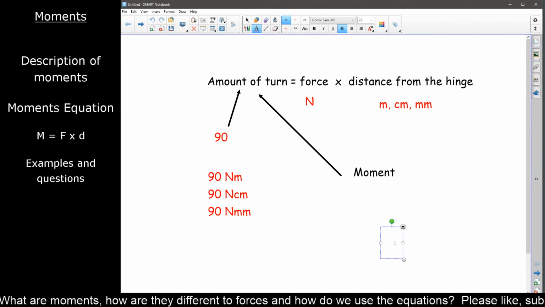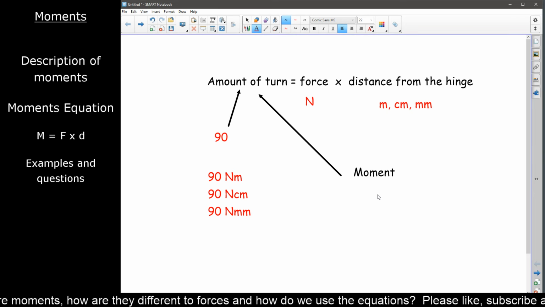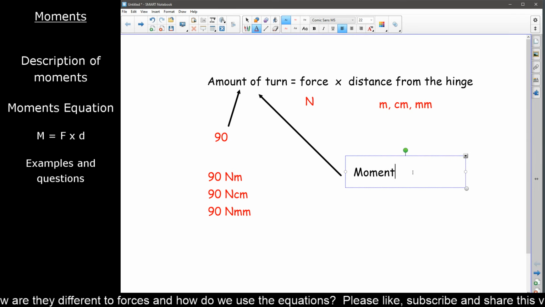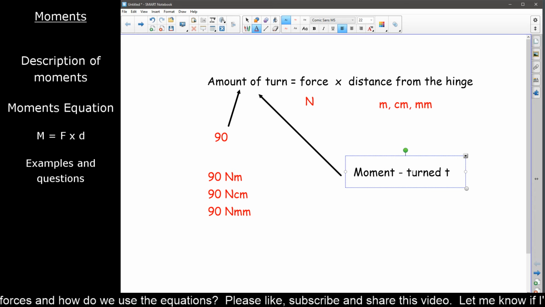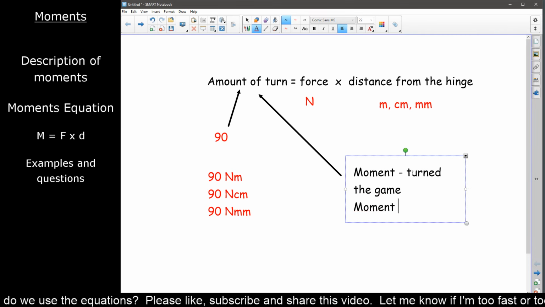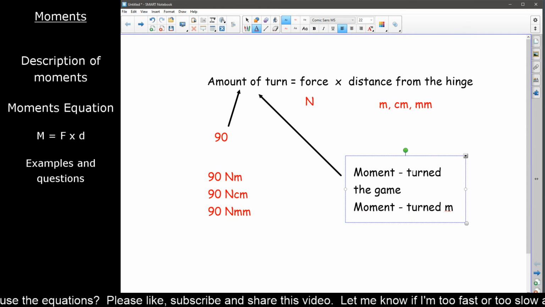I suppose the best way I can get you for remembering this is that if you're talking about sports, you talk about that was the moment that turned the game. Or when you're looking back at your life, that was the moment that turned my life around.